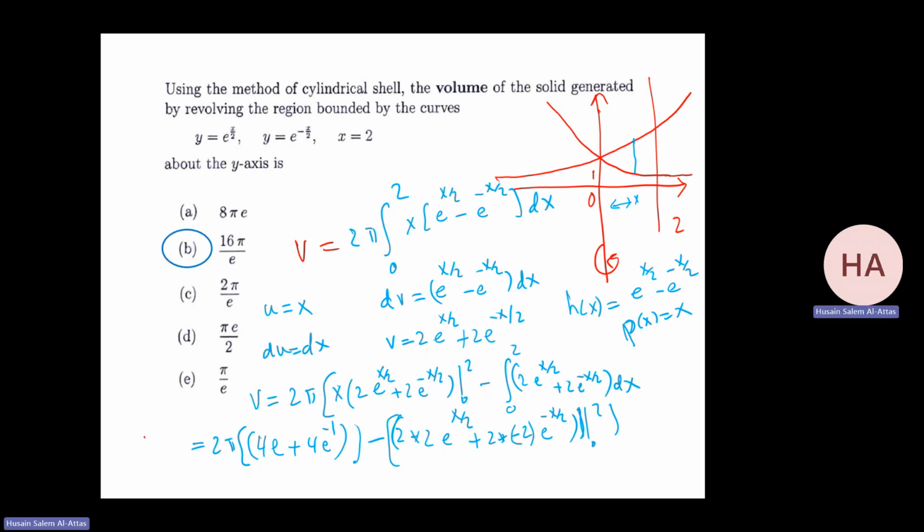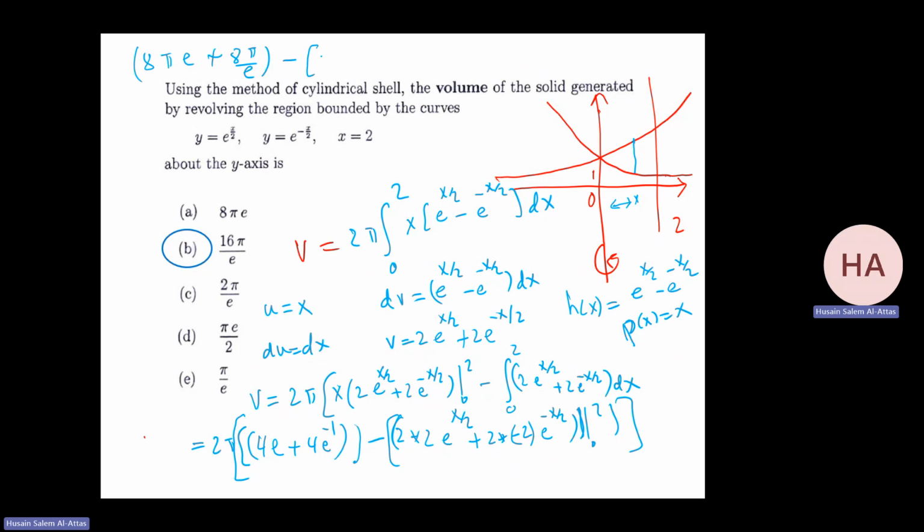Yeah, don't have space. So that will be, let me write it here. 8 pi e plus 8 pi over e. This is the first one. Minus what? Substitute the 2. It will be 4e. Yeah, times 2 pi. Don't forget, 2 pi is times everything. So that will be 2 pi times 4.